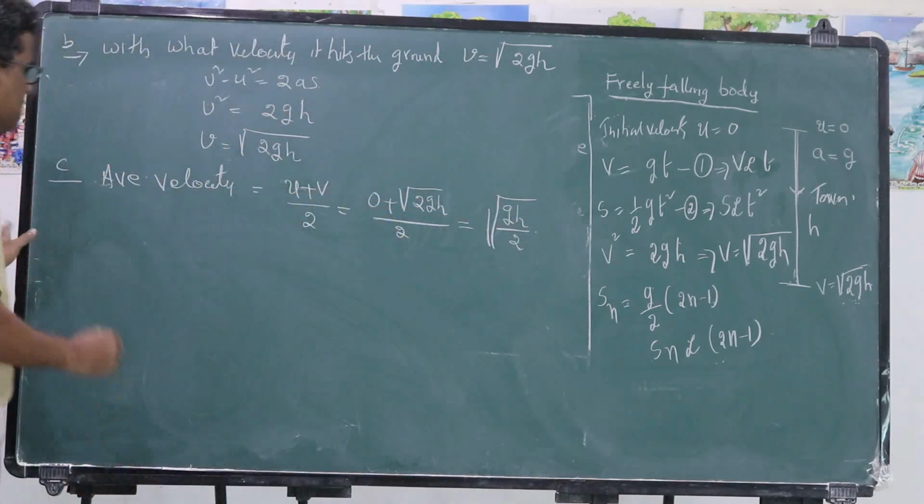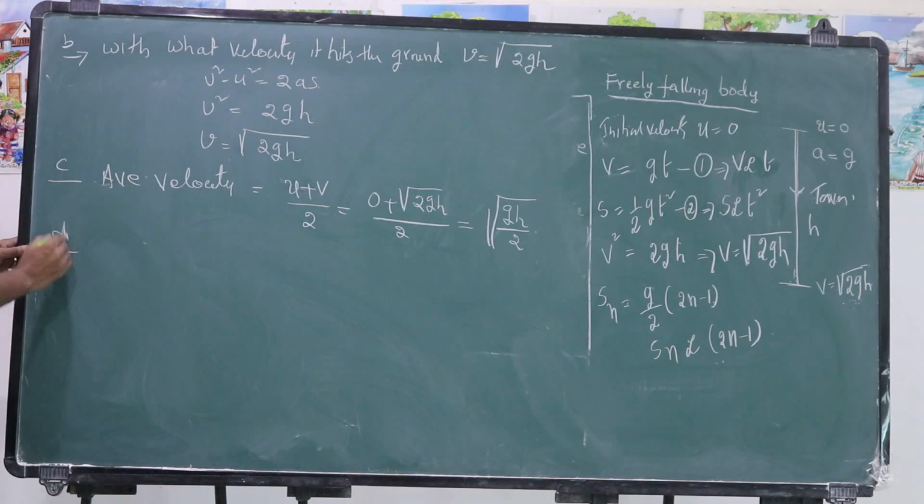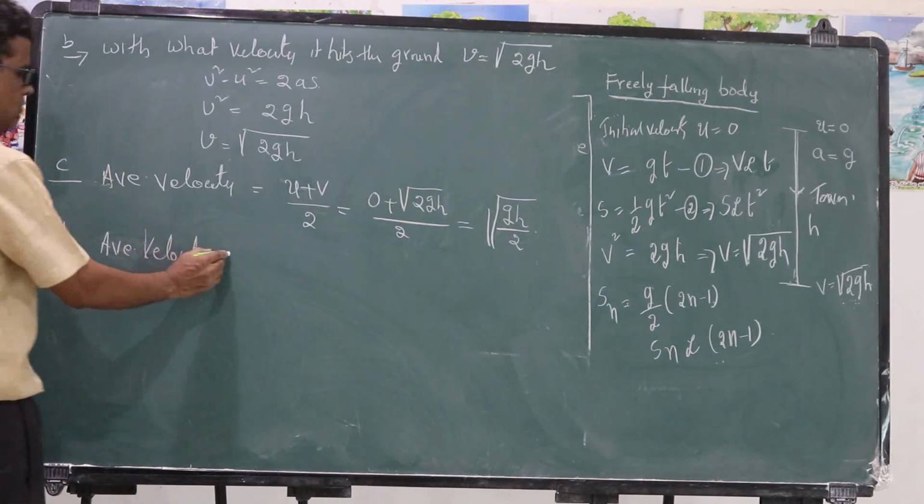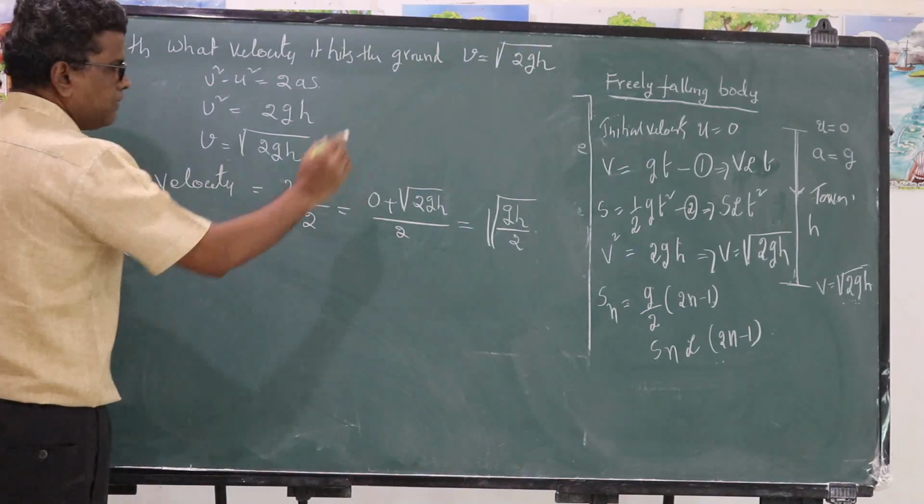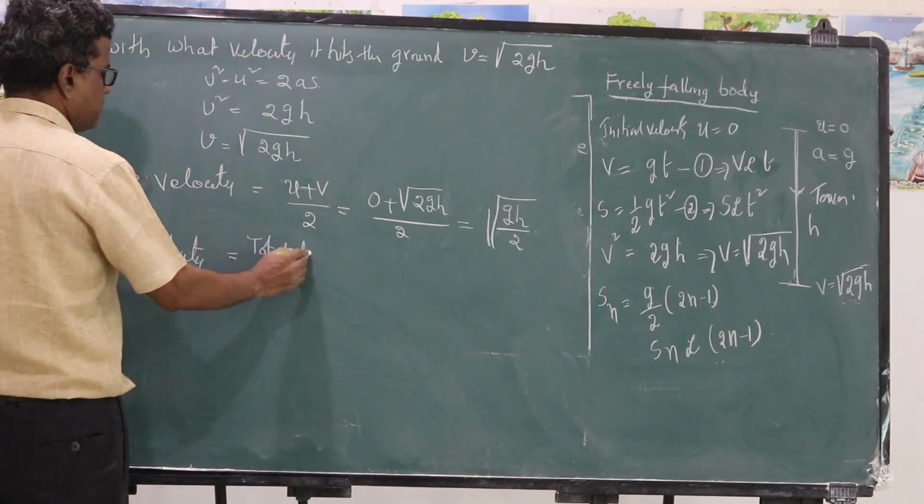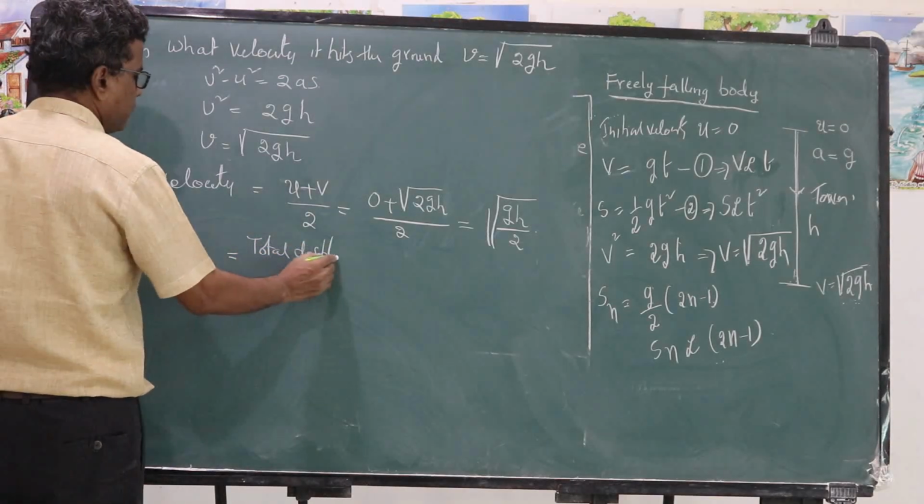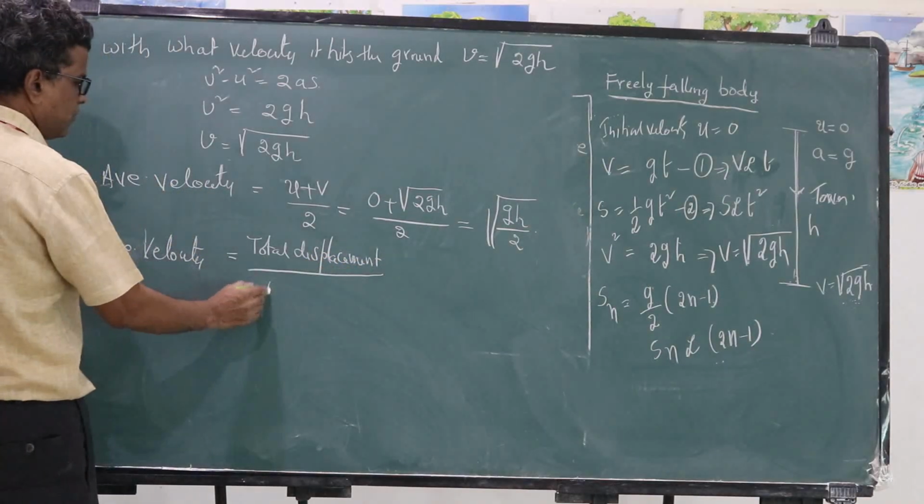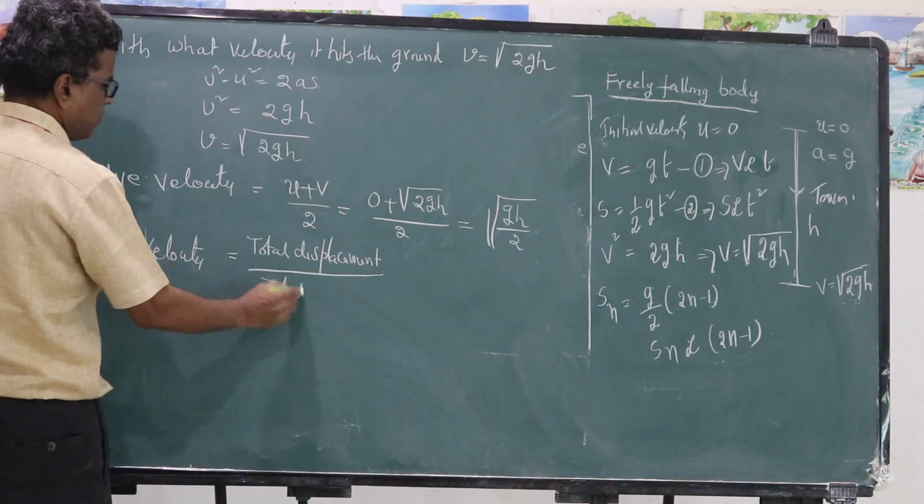So average velocity we can also write as the second one, the same thing. Average velocity we can also write as total displacement by total time.